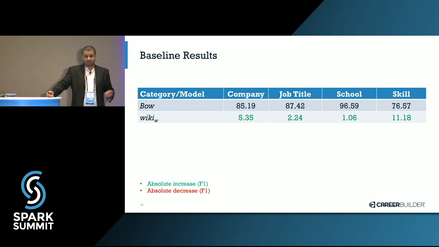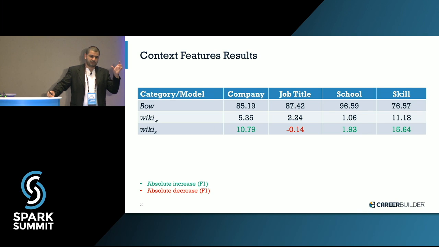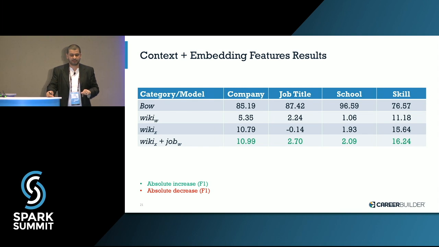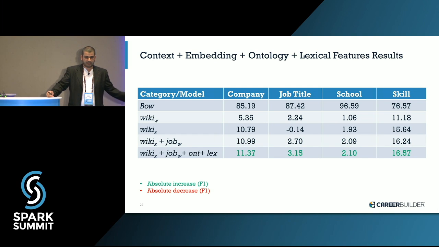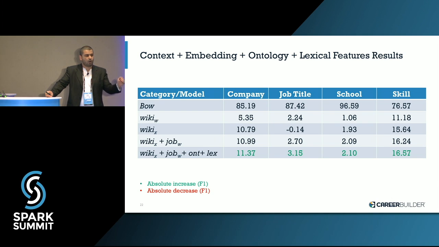Then we applied the Wikipedia features, where we trained a Word2Vec using Wikipedia documents. This is the first experiment. Then we applied the Wikipedia context, which is the features I talked about that we extracted. Then we applied the Wikipedia context and the Word2Vec, which we trained on our job postings. And finally, we added on top of that the ontology features, which are the DBpedia features and the WordNet binary features. As you can see, the green numbers represent that we boosted the accuracy by this number in all the classes.